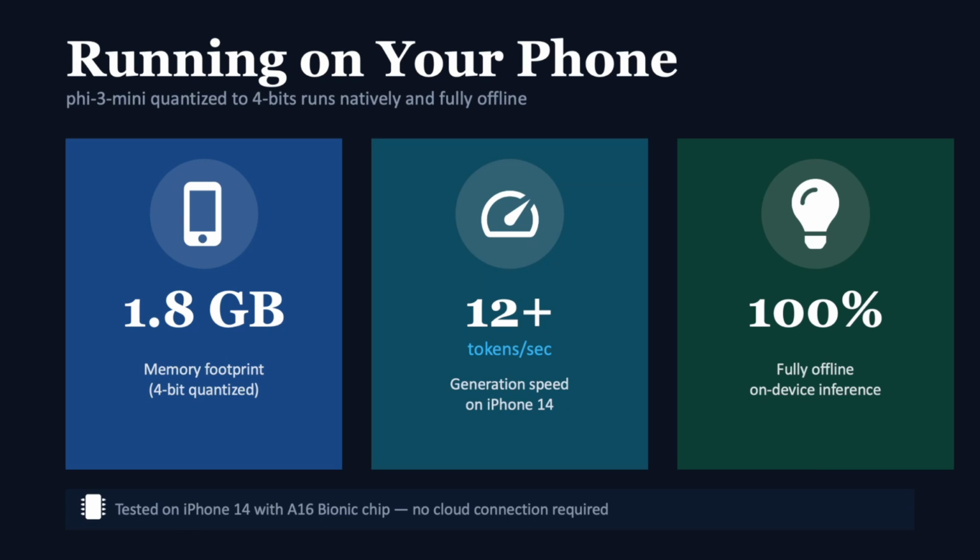This slide highlights the practical deployment story. When Phi-3 mini is quantized to 4 bits, it uses only about 1.8 gigabytes of memory. The team showed that it can run on an iPhone 14 fully offline, with no cloud connection at all, while generating more than 12 tokens per second. That is fast enough for a responsive user experience. The bigger point is that a GPT 3.5 class model can now run directly on a consumer phone, which is especially important for privacy sensitive applications like healthcare or enterprise tools.